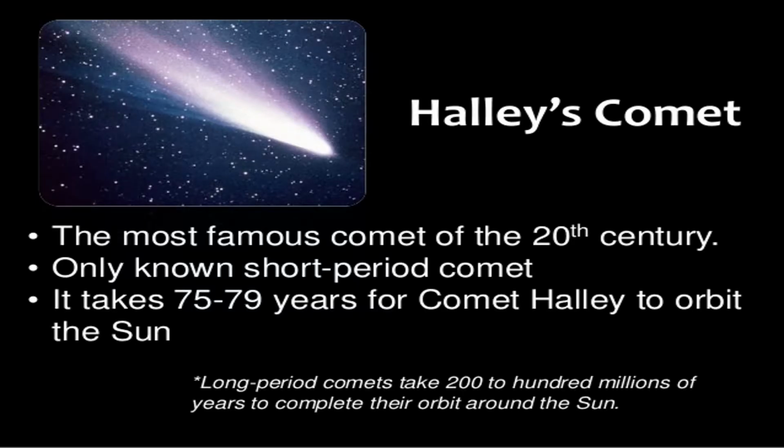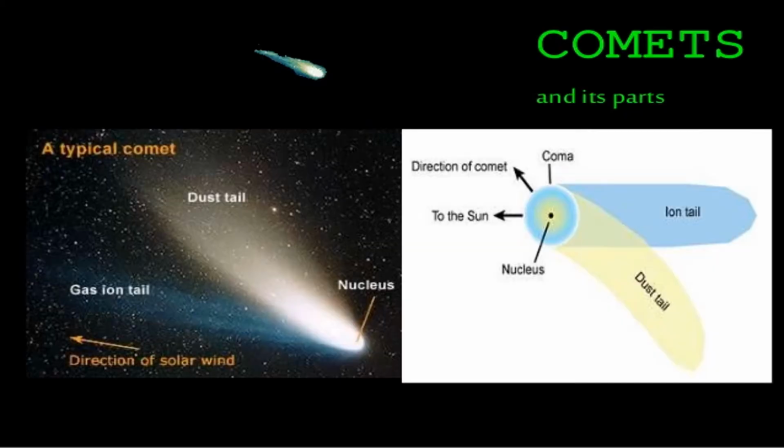Okay. So this is Halley's Comet. Since we have not yet witnessed Halley's Comet, we can just take a look at this picture. This is the most famous comet of the 20th century. It is the only known short-period comet that is this bright. It takes 75 to 79 years for Comet Halley to orbit the Sun. This is a very bright comet, and this is how comets look.